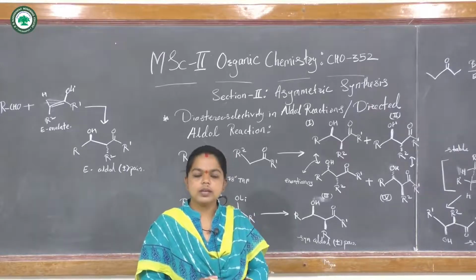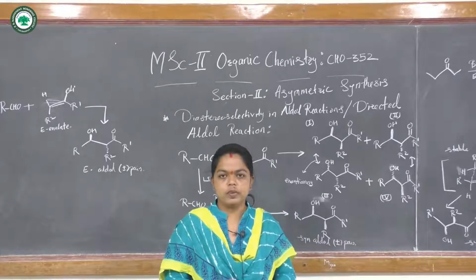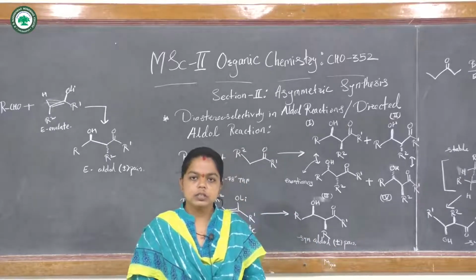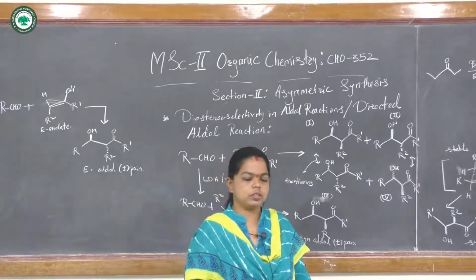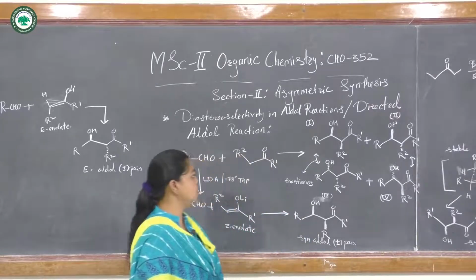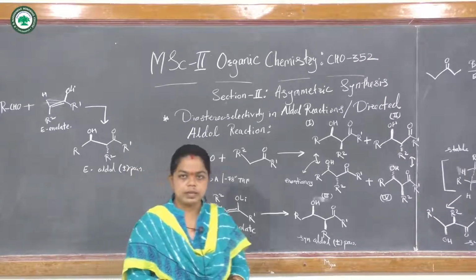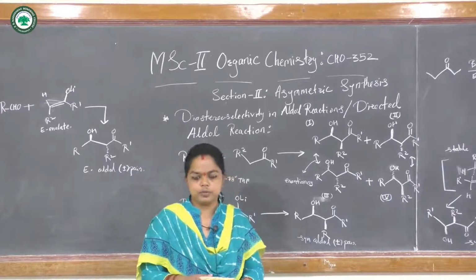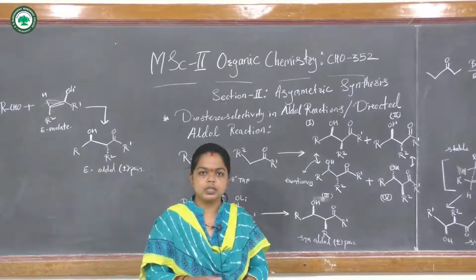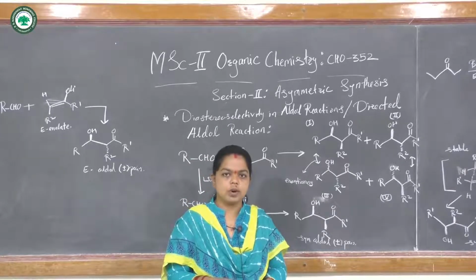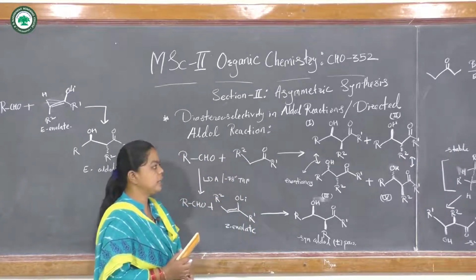Aldol condensation is carried out in the presence of a base. We know this reaction. The base abstracts the alpha hydrogen and a carbanion is formed first, and after the formation of the carbanion it will attack the carbonyl group. We know that reaction, and we are getting the beta hydroxycarbonyl compound. It is also called the aldol. We can see the reaction here, we can recall the reaction.